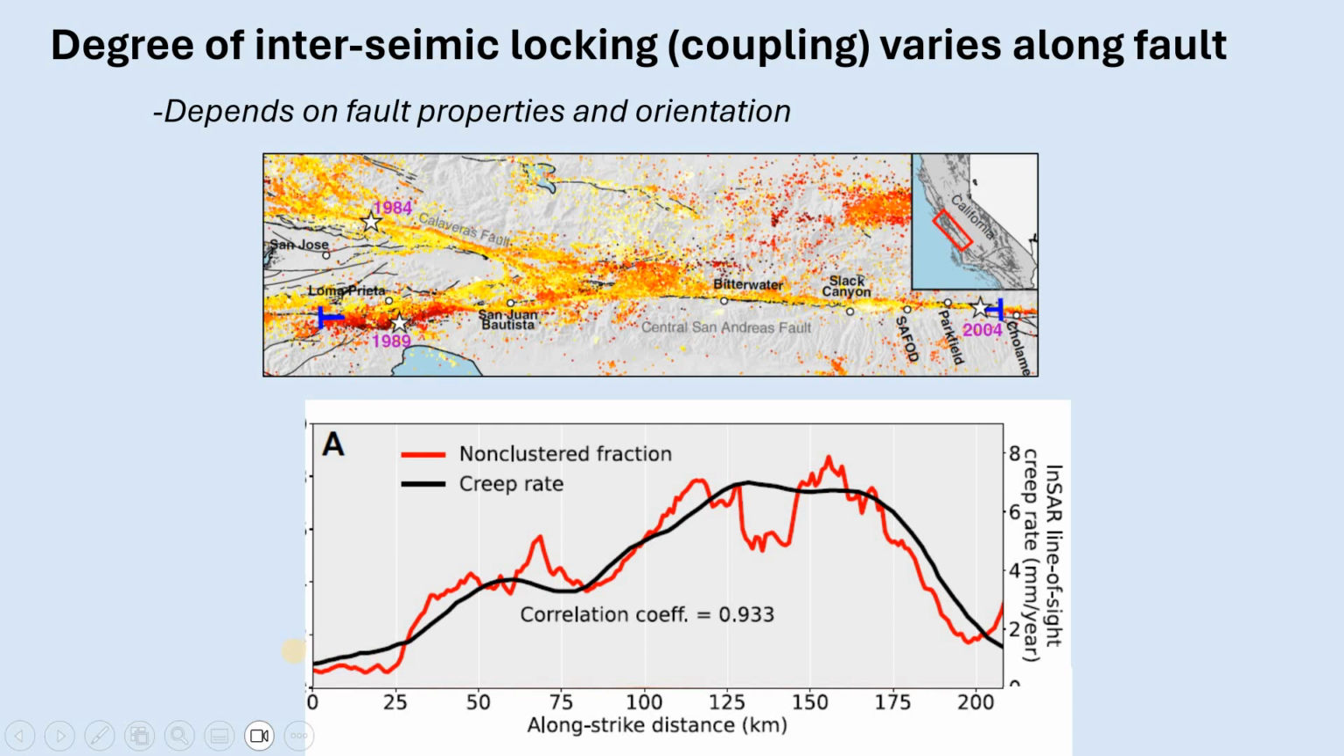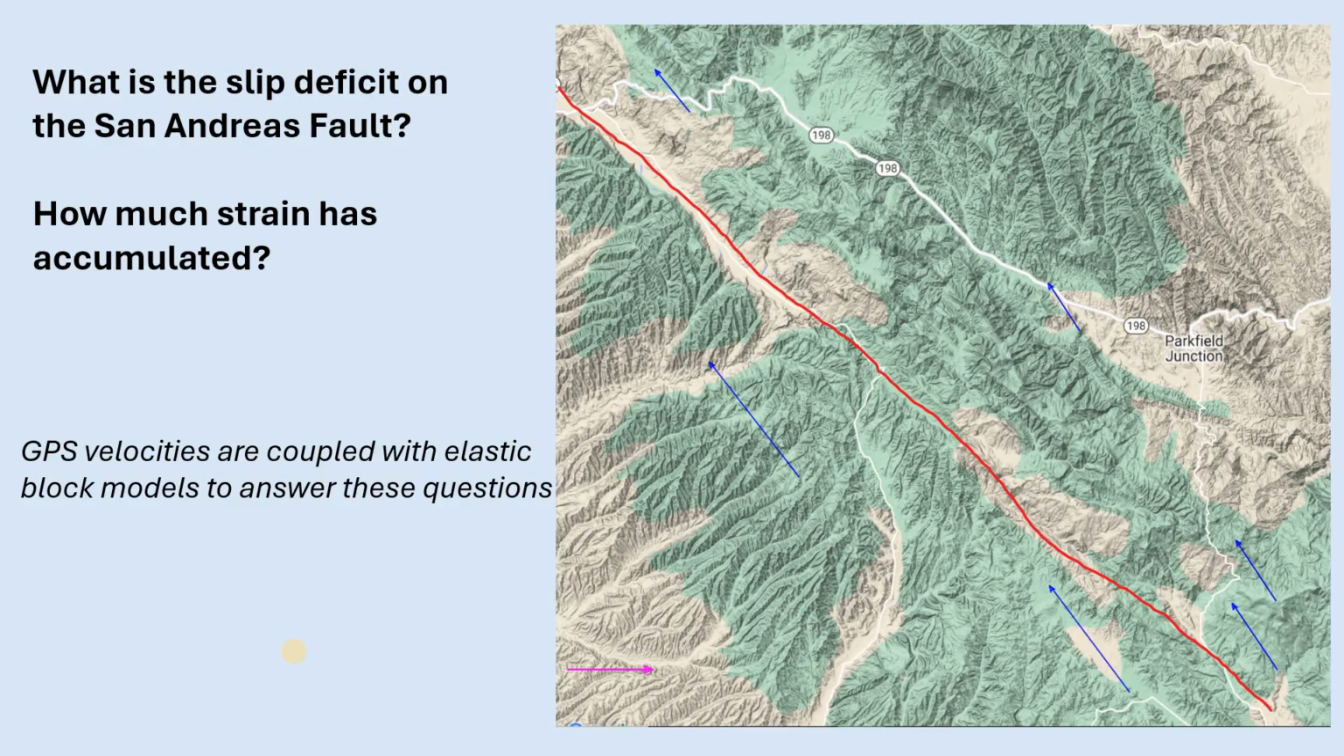So again, this degree of coupling depends a lot on the fault properties and sometimes on the orientation of the fault relative to stresses. So all of this gives rise to an important question. If we were measuring plate motion from space using things like GPS stations and InSAR, how do we actually take those measured motions and convert them into useful information, like what is the actual slip deficit? How much strain has actually accumulated?